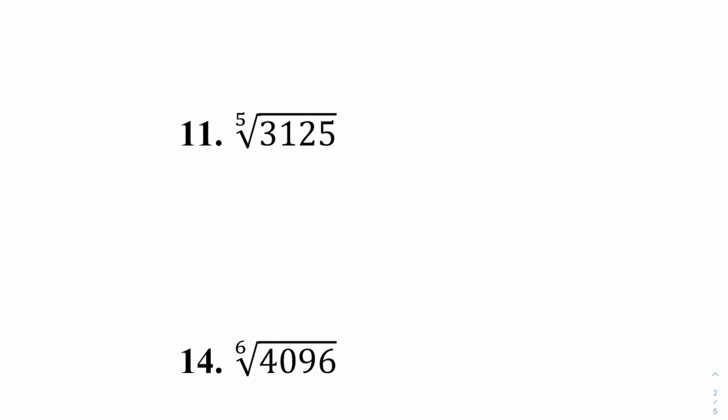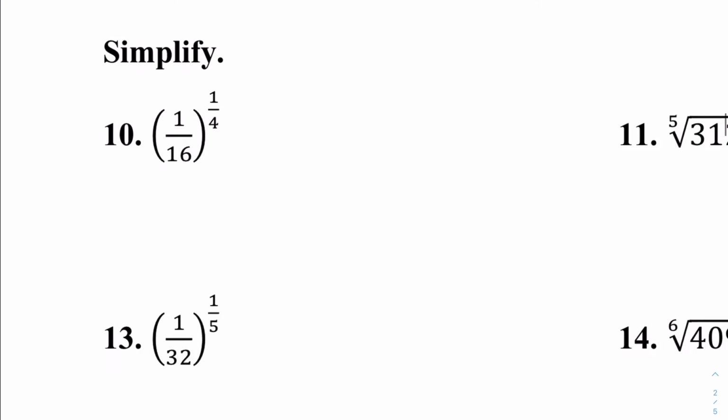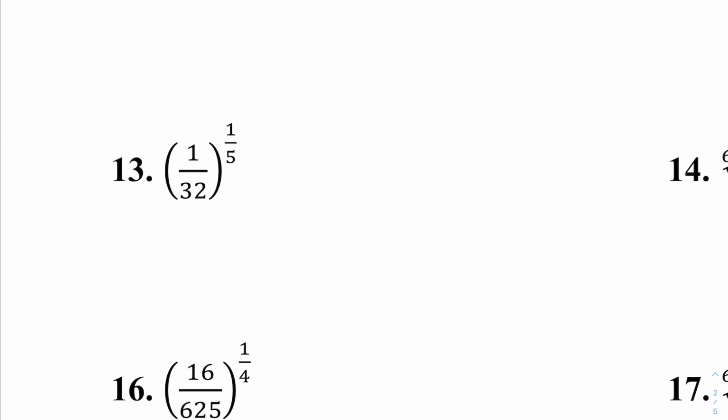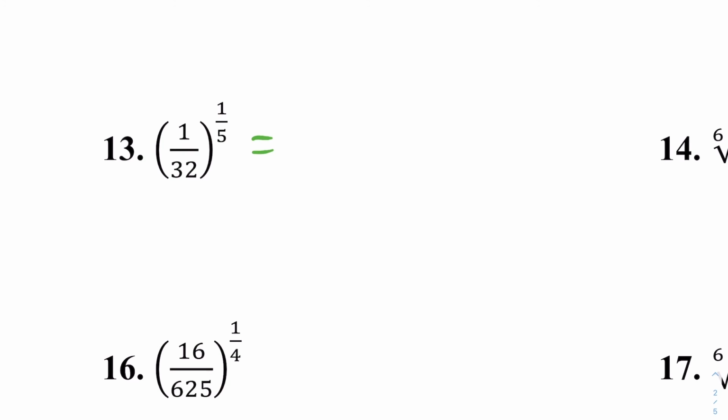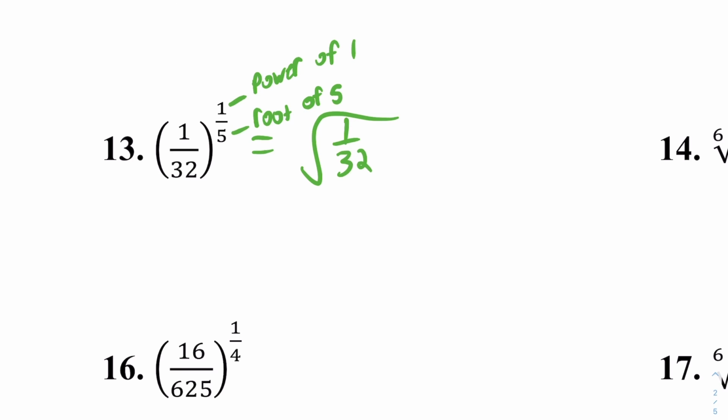If you see a number other than the number 1, then you just take that number, 3125, put it in parentheses, and it doesn't have a power, so the root is going to be to the 1/5 power. One over 32 to the 1/5 power. That means 1 over 32 is the number, and it's going to go inside of a root. This top number means a power of 1, and the bottom number means a root of 5, or the 5th root. So we have the 5th root of 1 over 32.